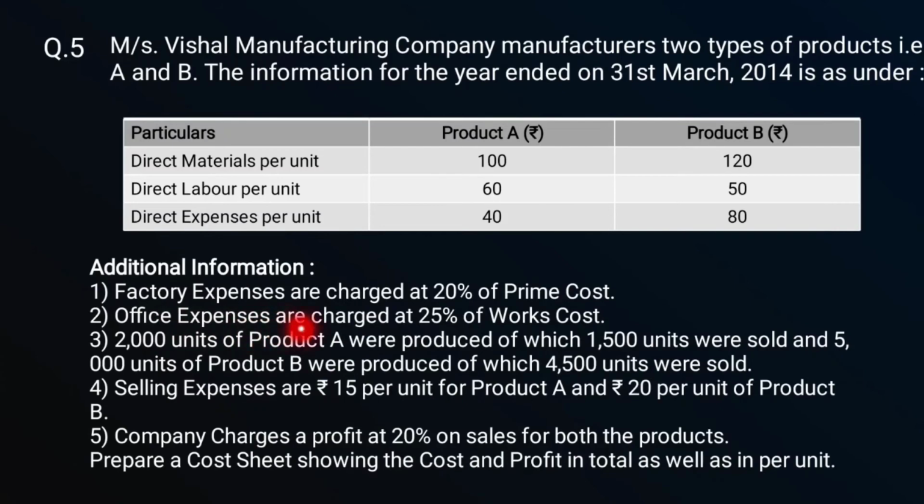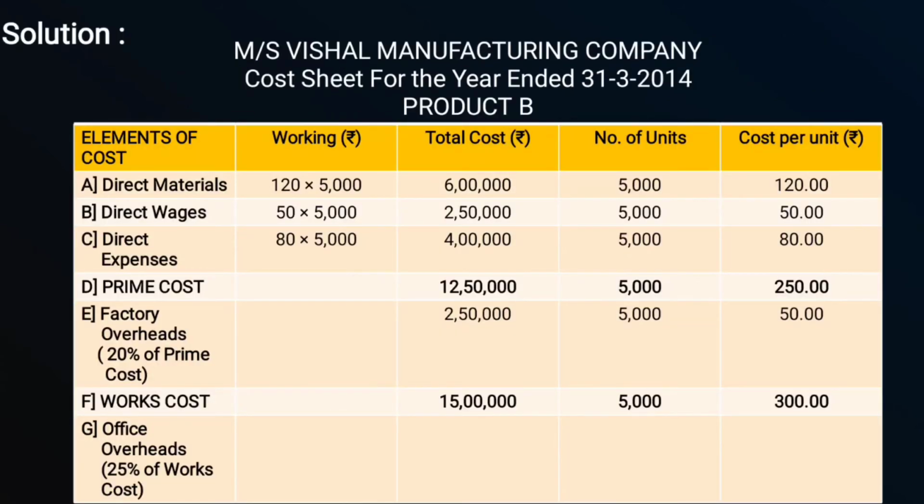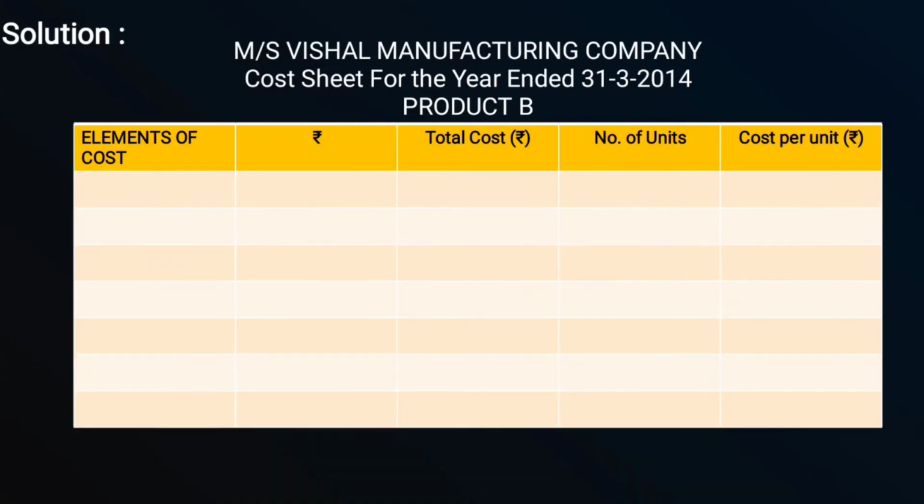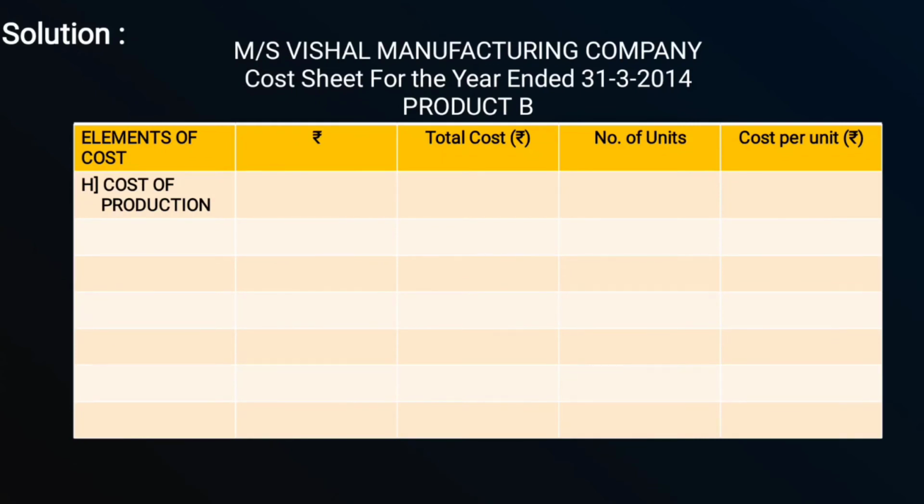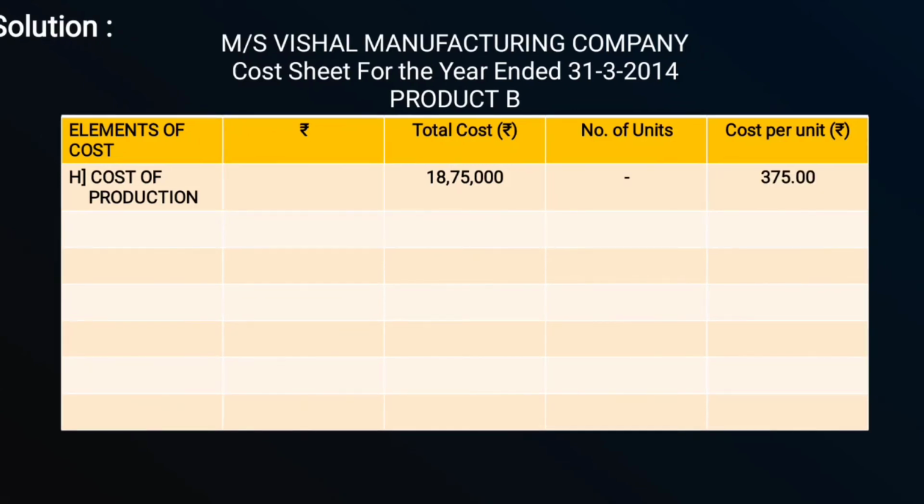Next, office expenses are charged at 25% of works cost. So 25% of works cost, that is 15 lakhs. So the total amount will be rupees 3,75,000. Number of units will be 5000 and cost per unit will be rupees 75 per unit. Part H, cost of production. So the total cost of production amount will be rupees 18,75,000. Cost of units will be nil and cost per unit will be rupees 375 per unit.